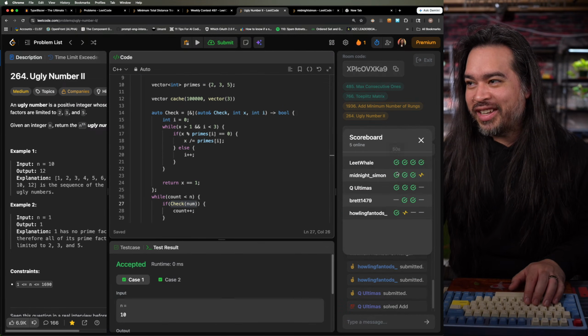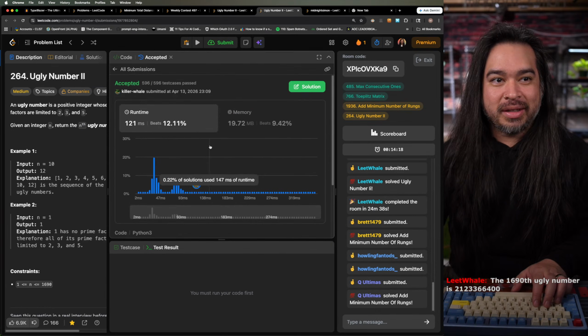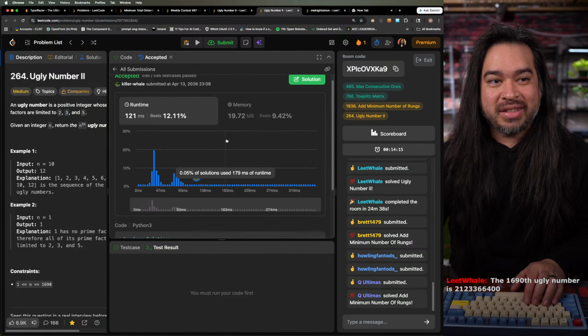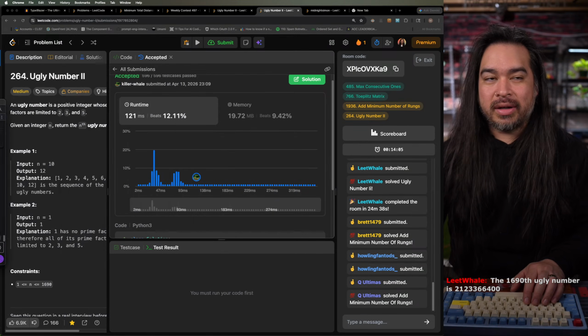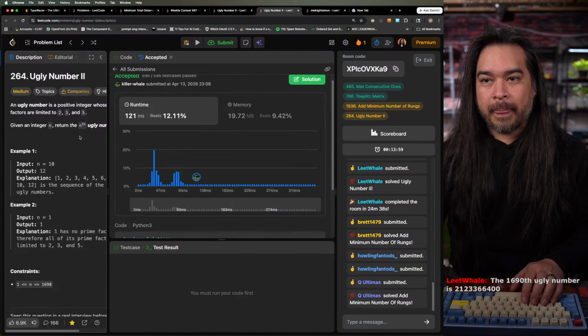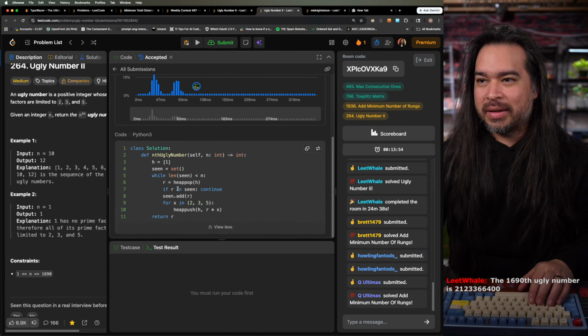Hey, let me just look at LeetWhale's solution, man. Let me see what you did here, LeetWhale. Wait, the 1690th ugliest number is int max? Or almost int max? Dang. Alright, so whatever I was thinking of wouldn't have worked anyways. Yeah, how the heck do you solve that? What?